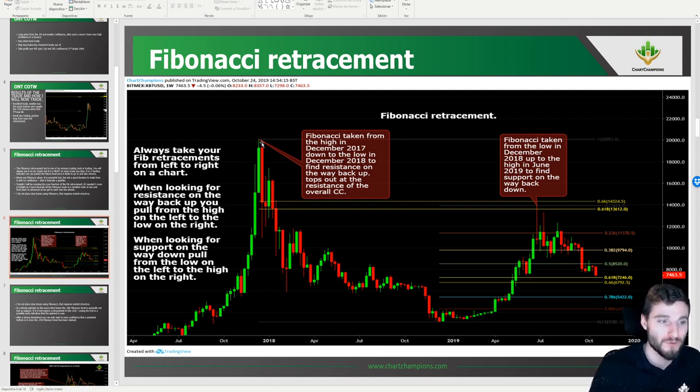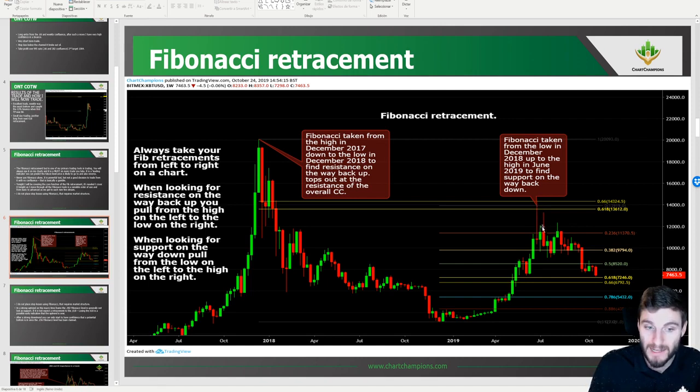okay? So if you're going for resistances, this is a Bitcoin here, for example. If you're looking for a resistance, you'll take from the high on the left to the low on the right. And as price rises up, each of the fib numbers you will expect to have a resistance, okay? So you can see here on Bitcoin, taking a fib from the high on the left to the low on the right, price came up and hit the 618 exactly, and obviously got resistance.